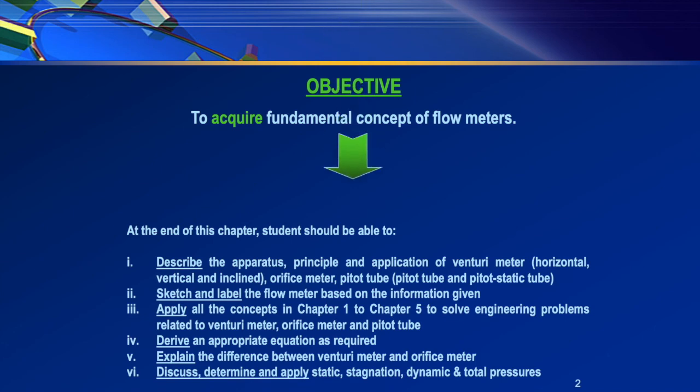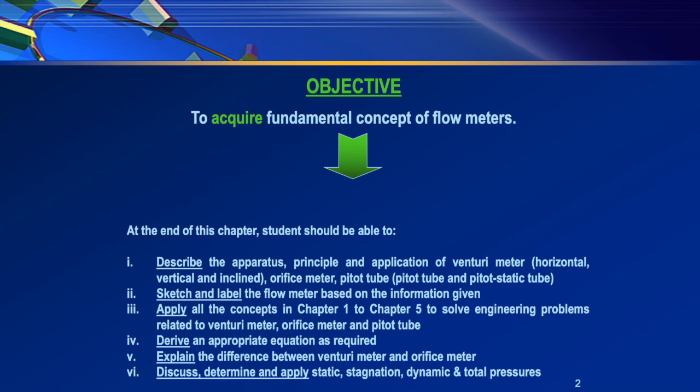So the objective of this chapter is to acquire the fundamental concept of flow meters. At the end of this chapter, students should be able to, one, describe the apparatus, principle and applications of Venturi meter, either horizontal, inclined or vertical. So what is the difference, and how will you derive the equation for these three different locations or inclinations or arrangements of the Venturi meter? Second is orifice meter, and last is pitot tube. We have two different types of pitot: first is the very simple pitot tube, and another is the pitot static tube. You will learn about the pitot tube after this.